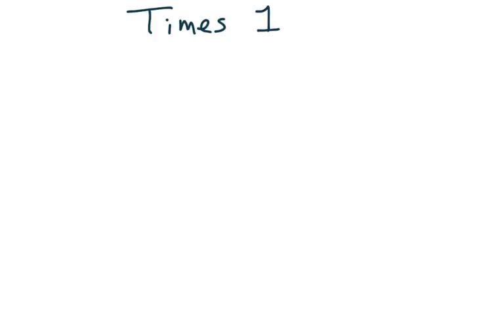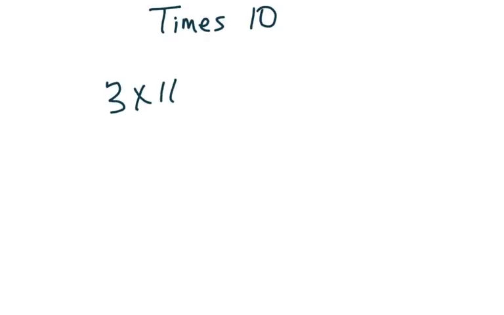So let's say that we start out with this number, 3 times 1. Well, we know that any number times 1 is going to be the exact same number. So 3 times 1 would be 3. Let's say that we increase that, 3 times 10.